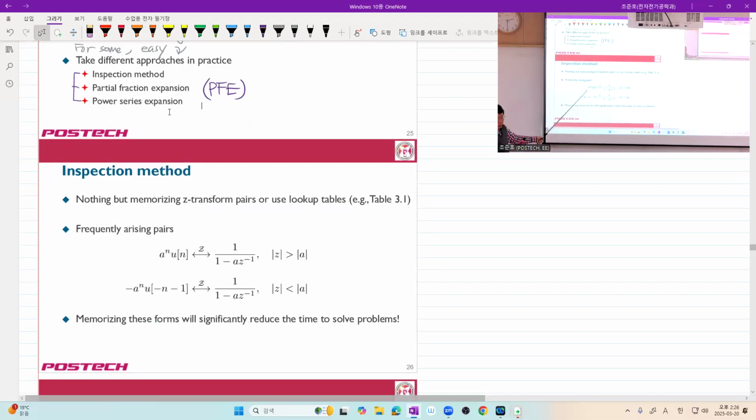So first, we know that a to the n u of n, the right-sided exponential, has this Z transform. And the region of convergence is given by outside the circle with radius a. And we have another signal that has negative of a to the n and u of negative n minus 1 that has basically the same form except that it allows z equals 0. So this may be more preferred.